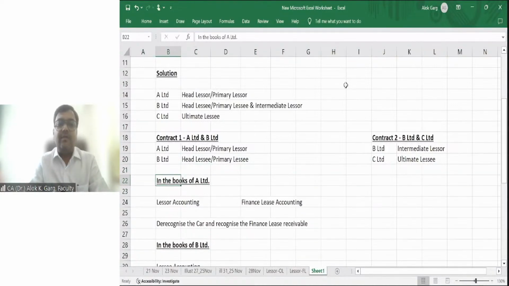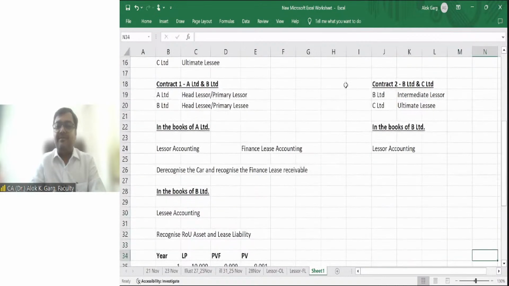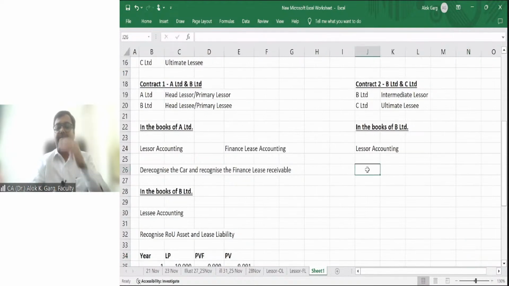Right? So now in the books of B Limited, the lessor accounting is required to be done. Any challenge, any doubt? Because B Limited has become a lessor now. Now, friends, if lessor accounting is required, you have to do the lease classification. Is it an operating lease or is it a finance lease?